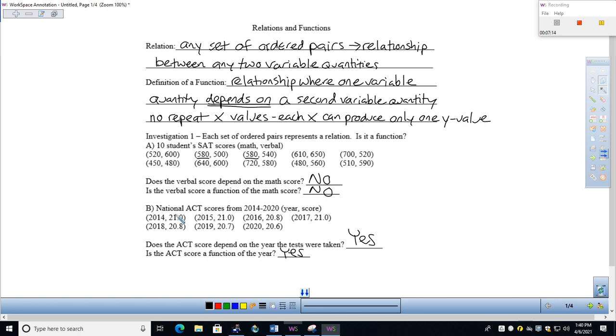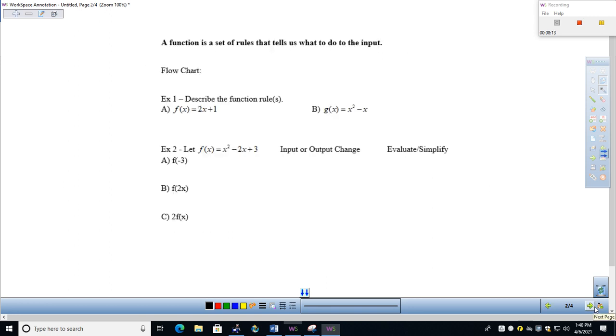All right, very good. So now that we have the notion of dependence taken care of, let's get into a little bit more of the algebra behind it. A variety of things I write down during these lessons, I put this one in bold. Honestly, it's such a simple statement, but I feel like it's probably one of the most important statements of the entire semester. A function, very simply, is just a set of rules that tells us what to do to the input. So we're going to talk a lot about inputs and outputs and what that means. I'll read it one more time and then we'll do the flow chart. A function is a set of rules that tells us what to do to the input.